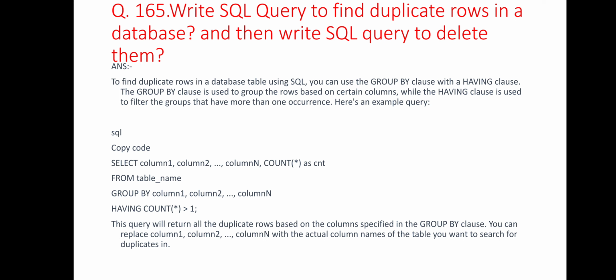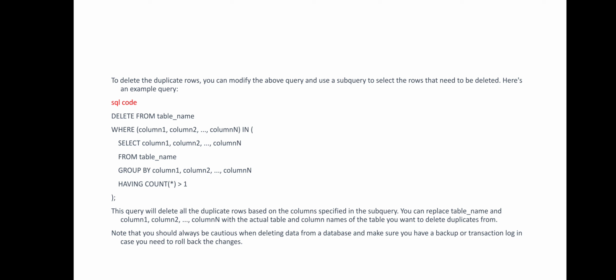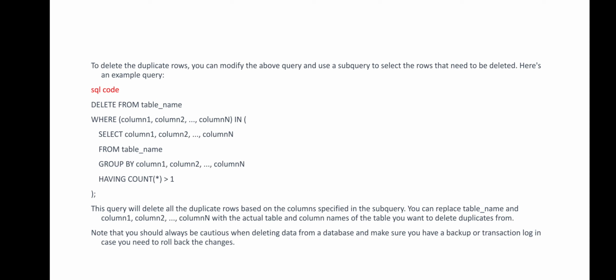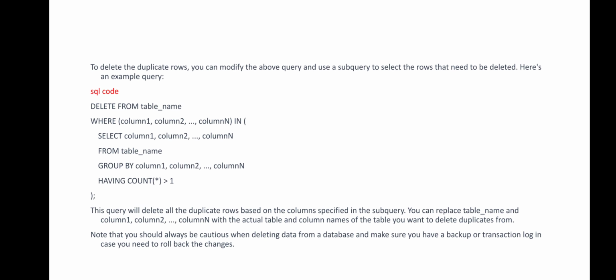You can replace column 1, column 2, column n with the actual column names of the table you want to search for duplicates in. To delete the duplicate rows, you can modify the above query and use a subquery to select the rows that need to be deleted. Here is an example.